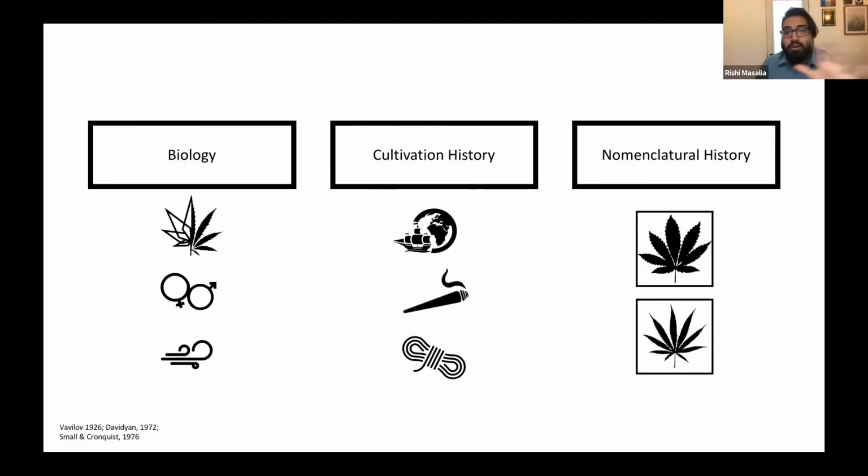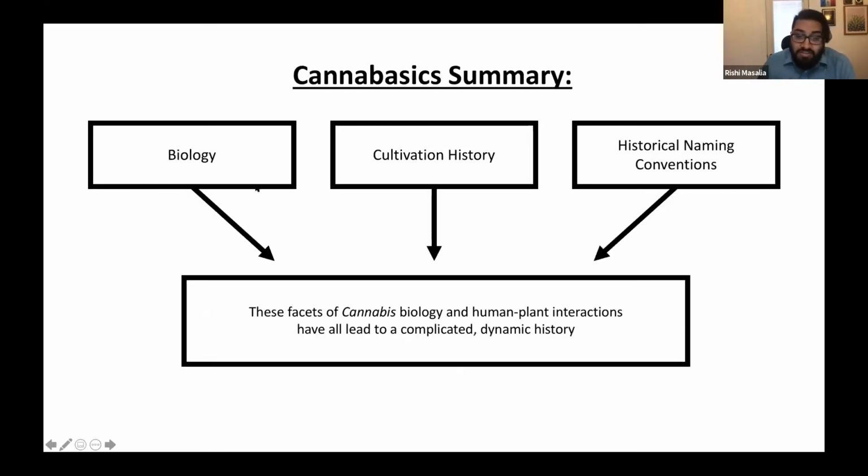And so the reason I bring all of this up, this biology, the hybridization, the dioecious nature, the wind pollination, cultivation history, trade, fiber, recreational use, and even the nomenclature history, the idea of naming different species, different things, is because all of these things lead to the idea that cannabis biology and human interactions have led to an extremely complicated and dynamic history of this plant.